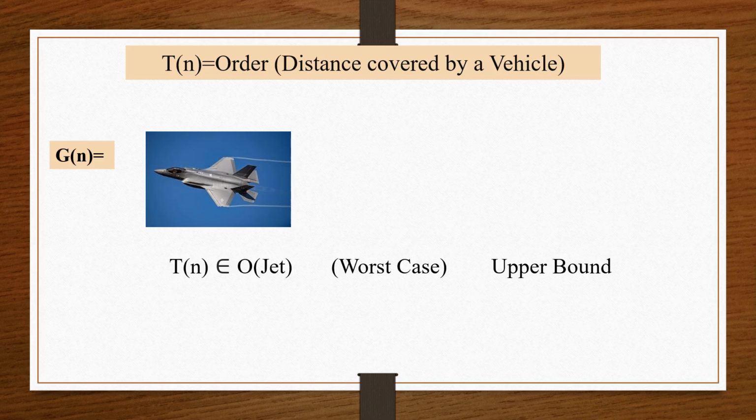So for representing maximum distance, we will use a notation called big O, and that is worst case. So maximal amount of distance covered. In terms of algorithm, it is the maximum time taken, and technically we will call it the upper bound.